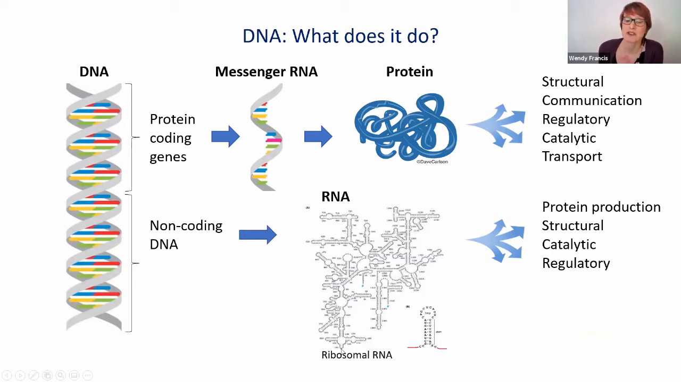So in the case of ribosomal RNA, this has a structural component. So it's a structural component of ribosomes, okay, where protein production, where translation takes place. It can also have a catalytic function. So ribosomal RNA can form the peptide bonds between the different amino acids that make up the polypeptide chain. Okay, but there's a whole host of different RNAs that can be transcribed from the DNA.